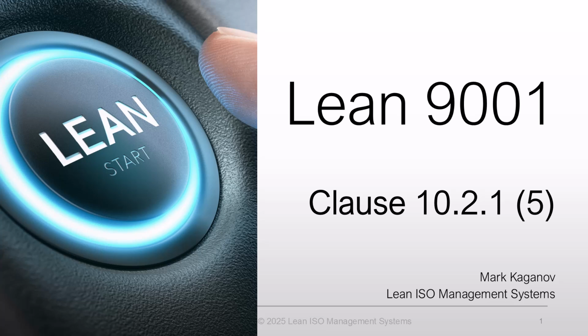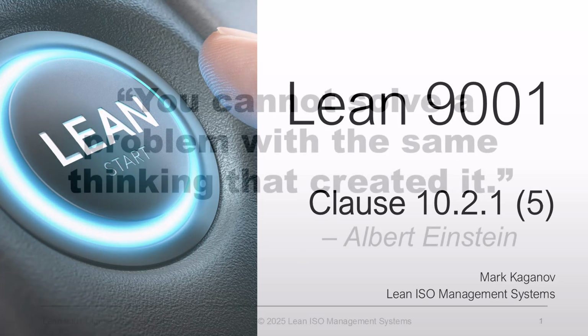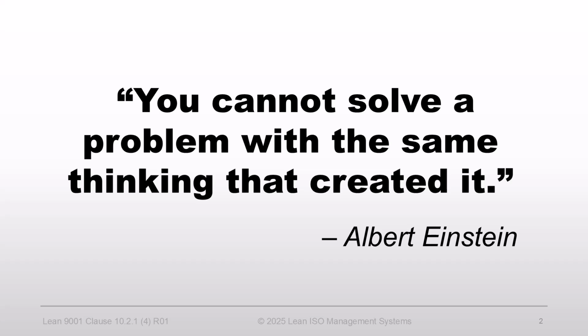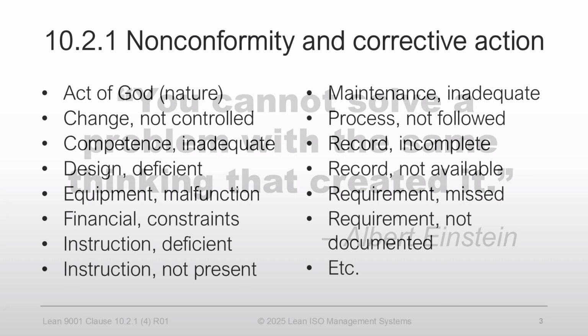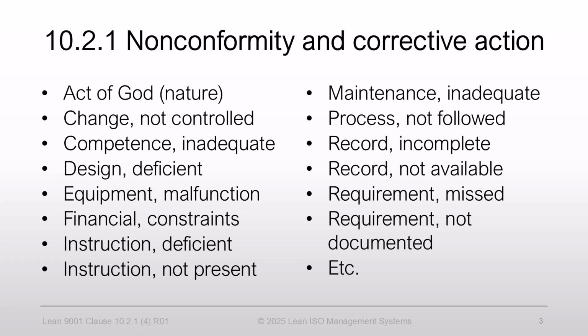This video continues our discussion of Clause 10.2.1, Nonconformity and Corrective Action. The previous video taught us that expressing root causes as a story or referring to the 6M list doesn't point to a specific deficiency. You cannot solve a problem with the same thinking that created it. Following this wisdom, let's explore an alternative. I suggest using a standard list of root causes, such as nature, uncontrolled change, insufficient competence, deficient design, etc.